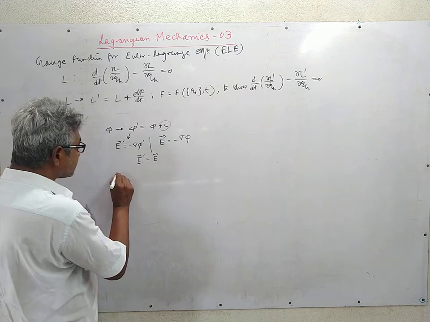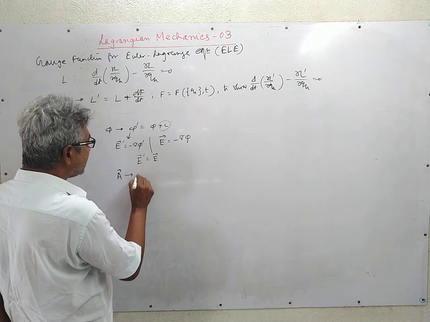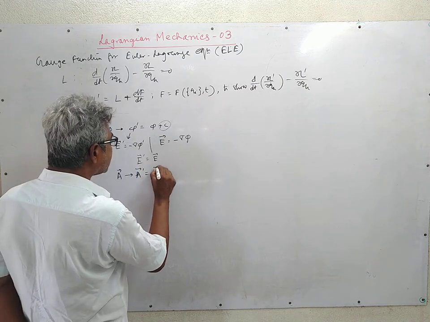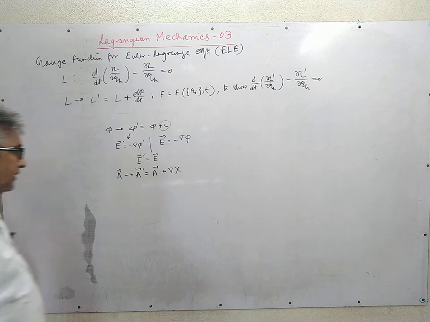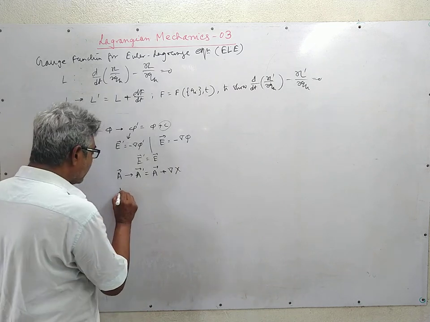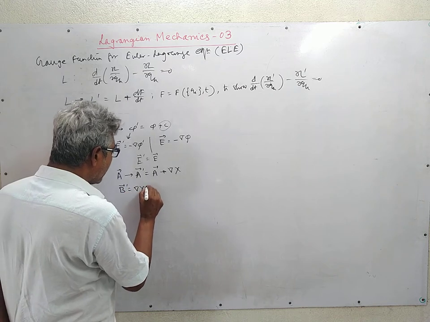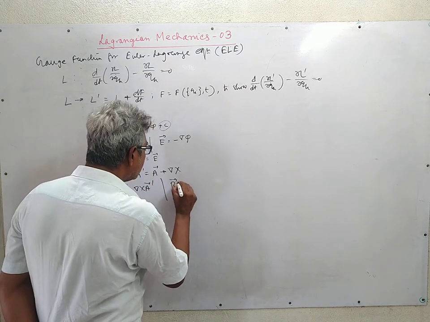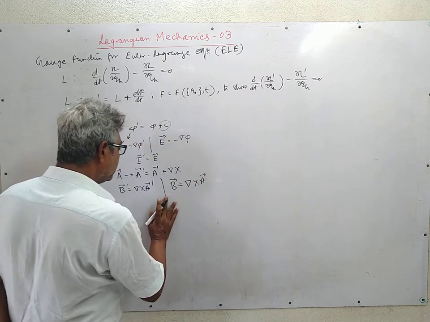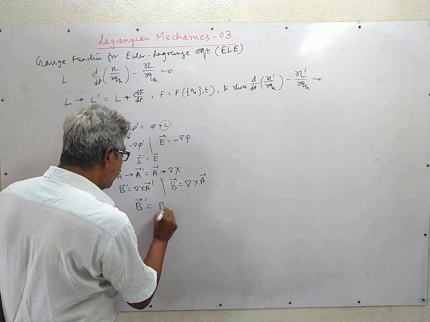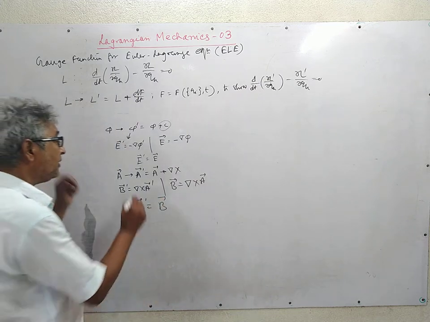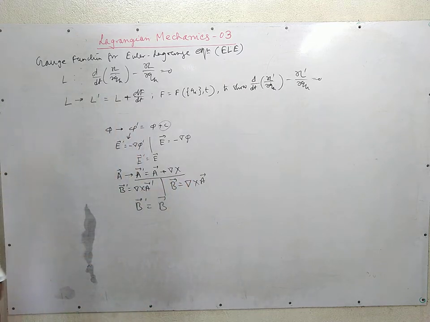The electrostatic field doesn't change. In the case of the magnetic vector potential, if we change A to A prime, where A prime is A plus the gradient of chi, where chi is any well-behaved scalar point function, then B prime is equal to curl of A prime, and B is equal to curl of A, and we know that B prime is equal to B. We say that this is the gauge property of the vector potential. That is, if we add some gradient to the vector potential, then the resulting magnetic field remains unaltered.